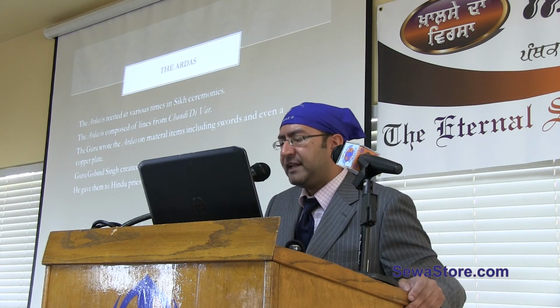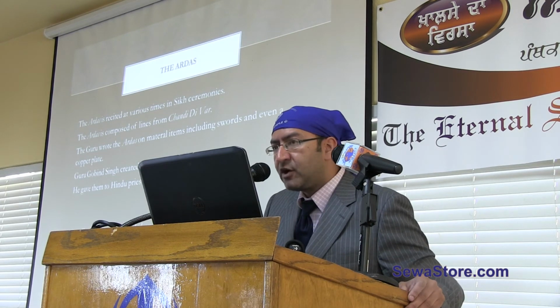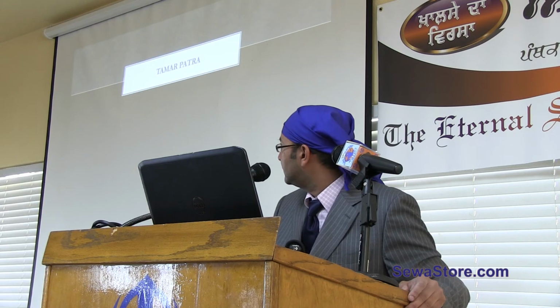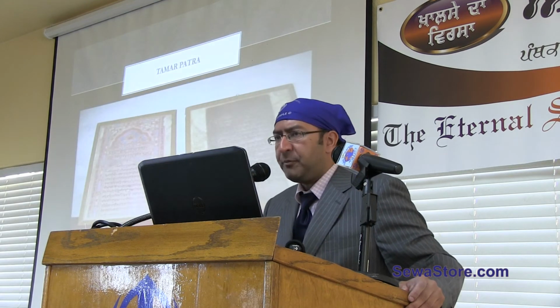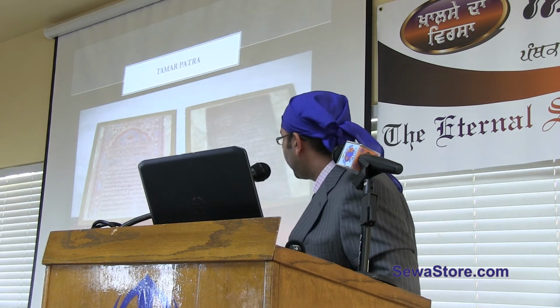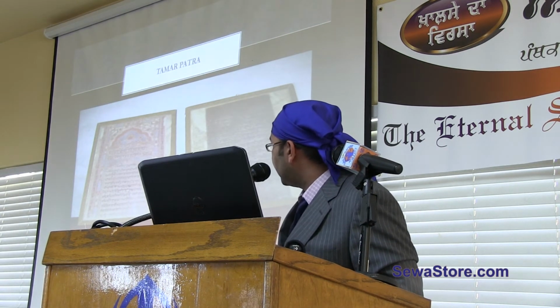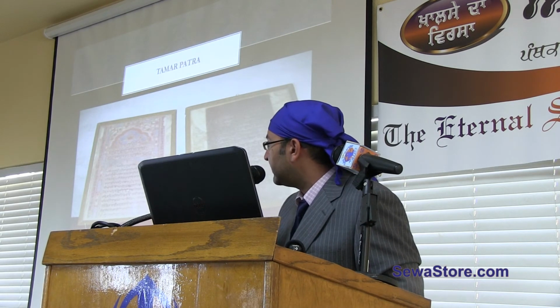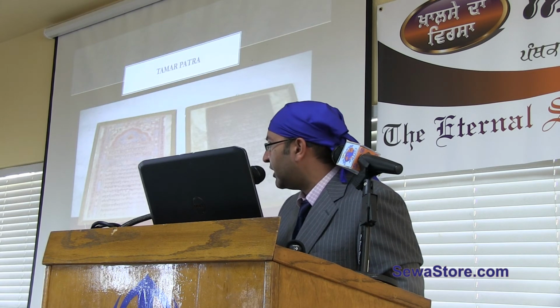So for us now, a discussion has to be on why Guru Sahib created a copper plate with the Ardas written on it. Copper plates, or Tamar Patre as they're called. On the right hand side we can see the copper plate itself with the Ardas inscribed on it. On the left hand side is a Hukamnama which was given to the priests at the temple at the time when Guru Sahib visited them.